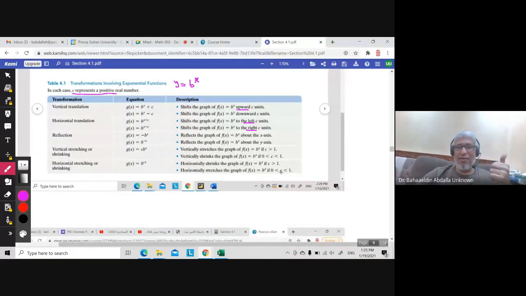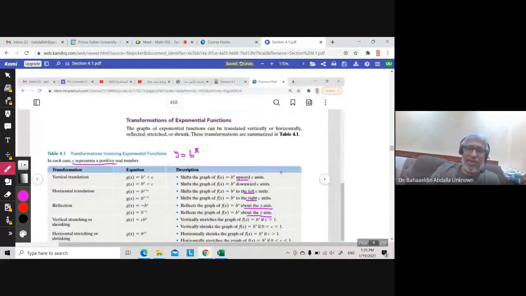There is another type, which is reflection. What is reflection? If you multiply by a negative sign outside, if you multiply y by negative or x by negative, what happens if you multiply y by negative? Reflect about x. Reflection about the x-axis. If you multiply x by negative, reflection about the y-axis. Okay, let us take an example.